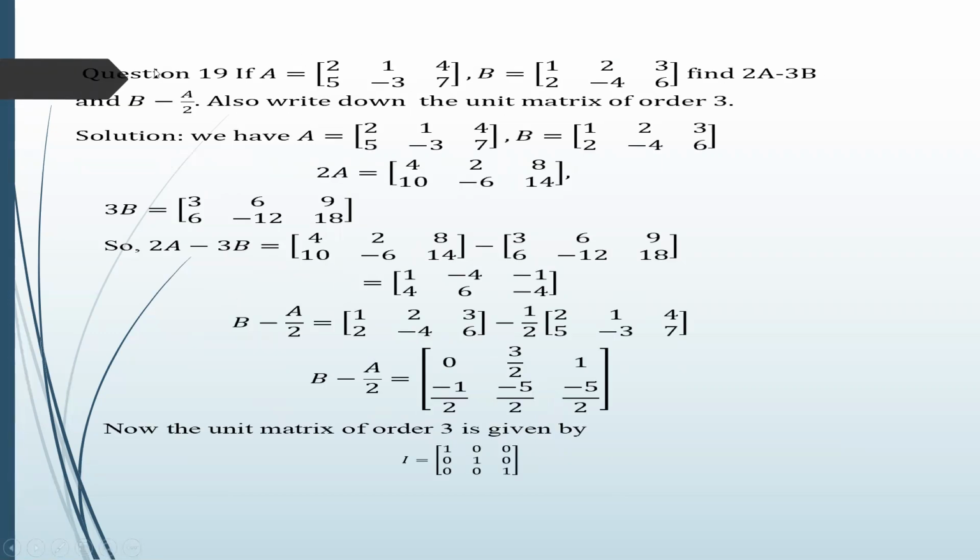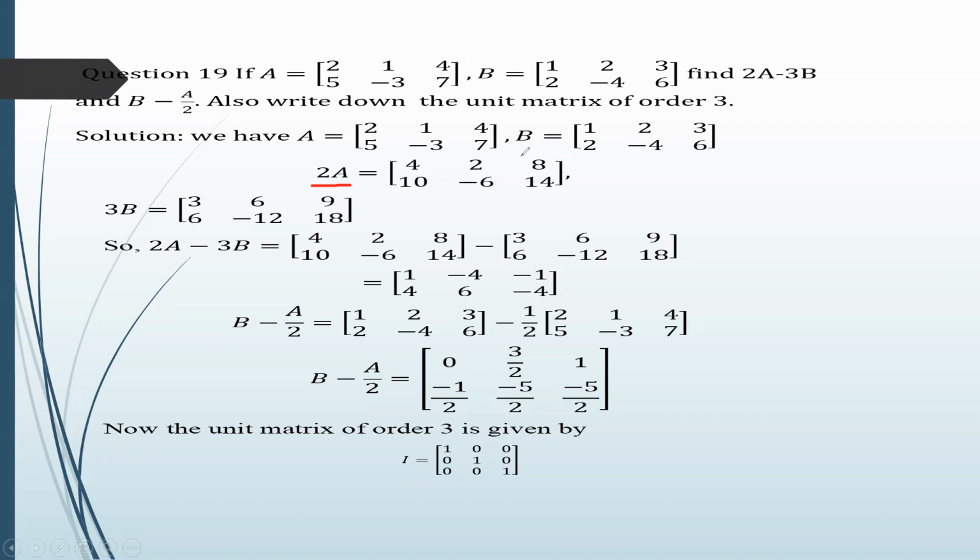Now we go for question number 19. If A equal to this matrix, B equal to this matrix, find 2A minus 3B and B minus A by 2. Also write down the unit matrix of order 3. So here we have A equal to this and B equal to this. Now we find 2A. It means we multiply each element of A by 2. So this will come 4, 2, 8, 10, minus 6, 14.